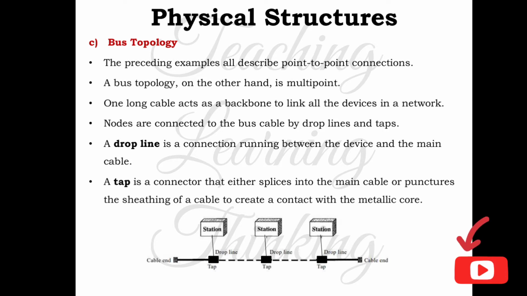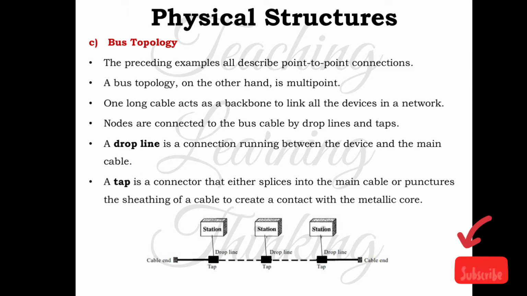So yesterday we have seen star topology and mesh topology. Today we are going to learn bus topology. The preceding examples all describe point-to-point connections. A bus topology, on the other hand, is a multi-point connection. So we have already discussed the types of connection, point-to-point and multi-point connection. The two examples, mesh topology and star topology, provide point-to-point connection, but bus topology provides multi-point connection.